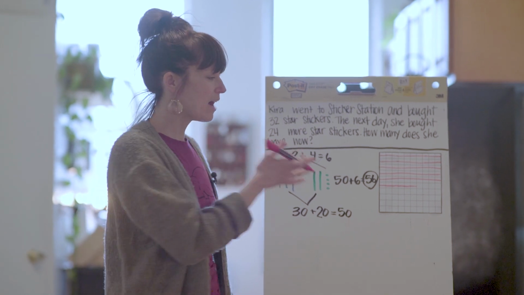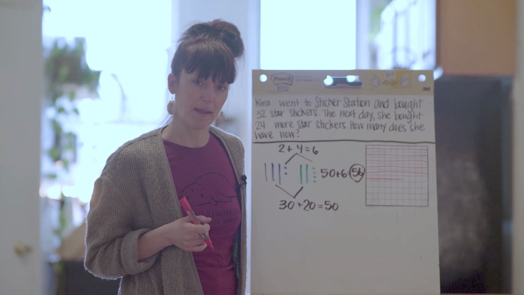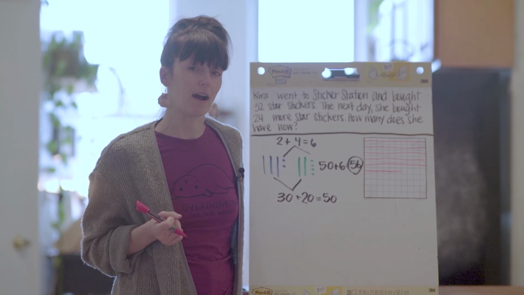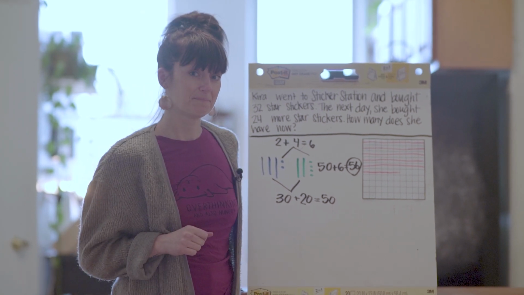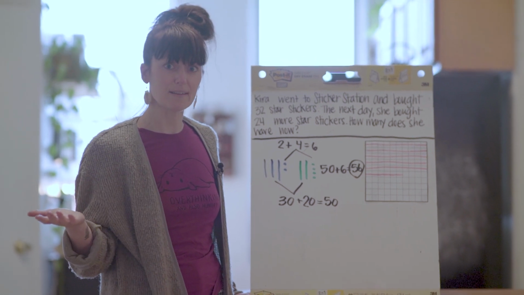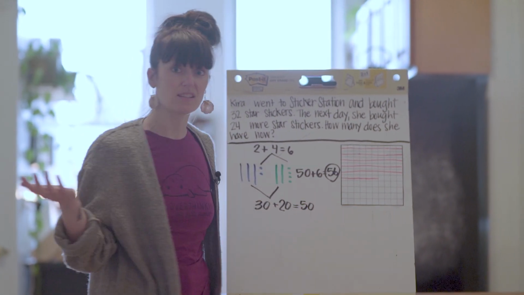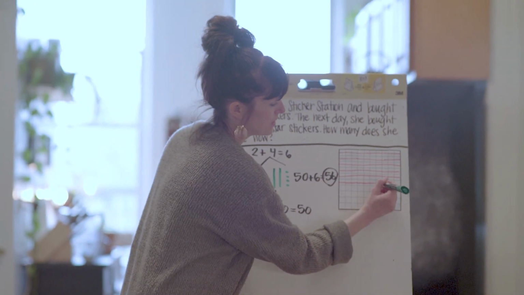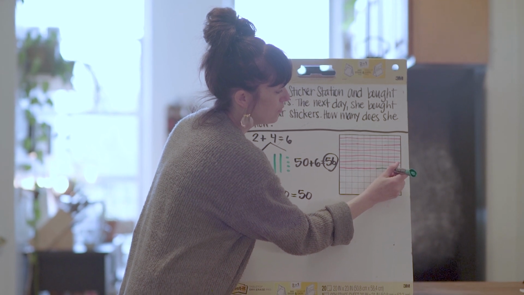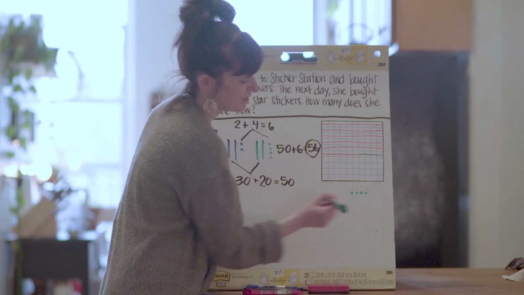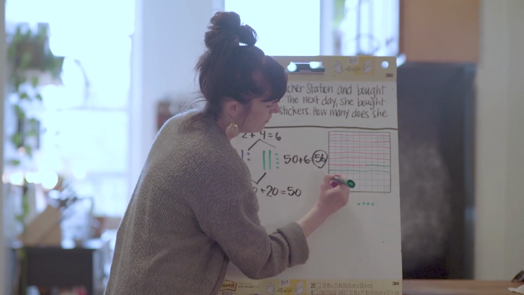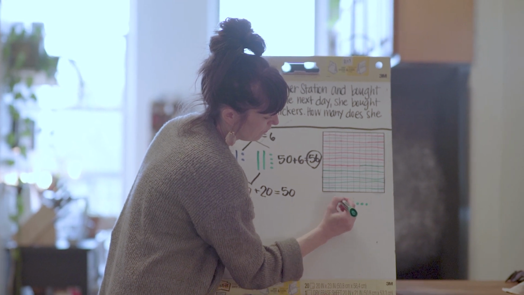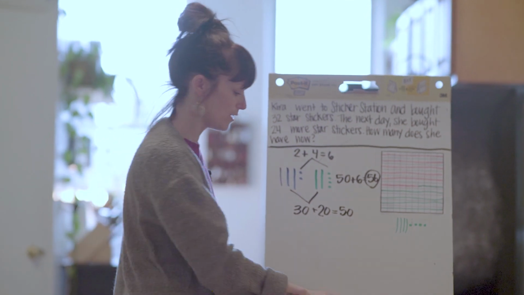Now I'm curious, how many more stickers does Kira need in order to fill up that entire page? Remember, the entire page is equal to 100 stickers, and she already has 56. How would you go about figuring that out? I want you to take just a second to think about it. Some of you might think, well, since I've been working with tens and ones, I could just count the empty spaces that are left, counting by tens and ones, right? I could count my ones first. 1, 2, 3, 4. I know there's 4 single stickers. And then we have 10, 20, 30, 40. So that represents 44. So she needs 44 more stickers.